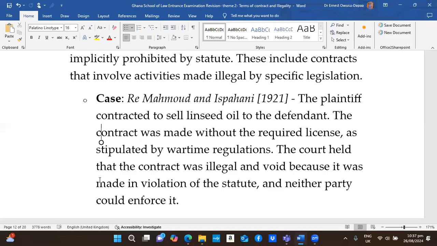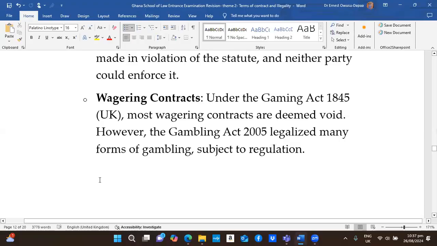The plaintiff contracted to sell linseed oil to the defendant, and it was a requirement that you needed to get a license before you could deal in linseed oil because of the wartime condition. The First World War was still pending, and eventually the court took the view that the contract was illegal at its inception, and for that matter, it was void because it had been made in violation of a statute.